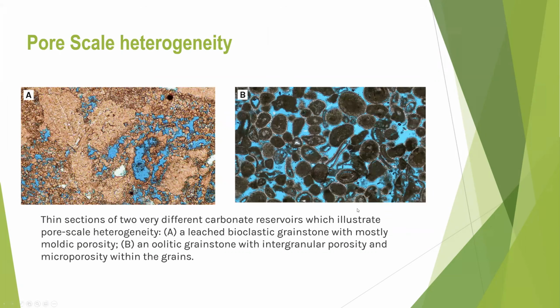For example, look at these two thin section images. On the left, you can see the shadow of a bioclast, and it is stained by epoxy. So you can see the porosity in blue here. And in this image also, you can see the porosities. But if you look at the pore throat sizes, you can see different pore throat sizes. This is a bioclast grainstone, but look at the pore throats. In this part, they are very thin. In this part, they are very coarse.